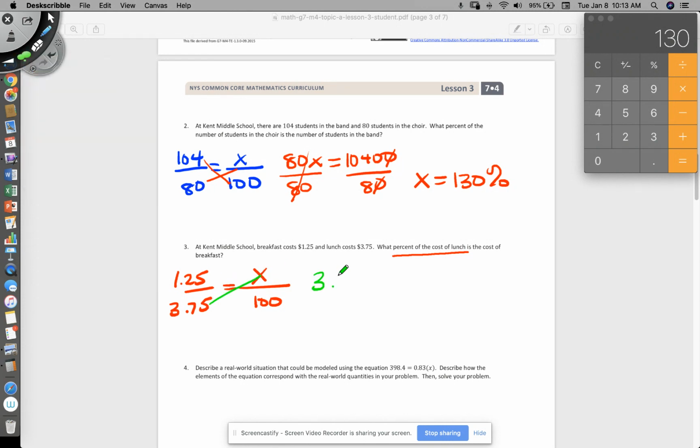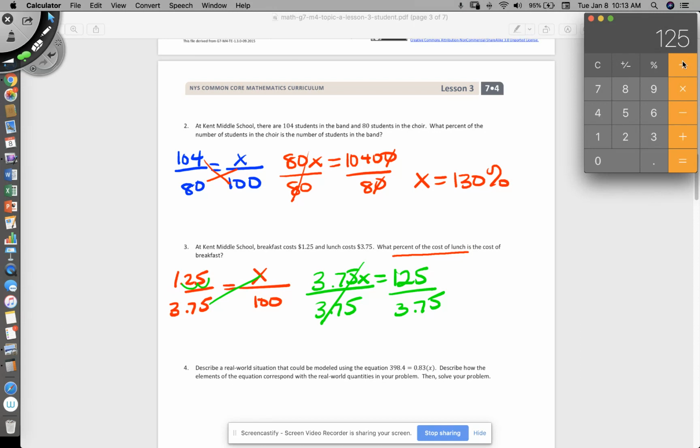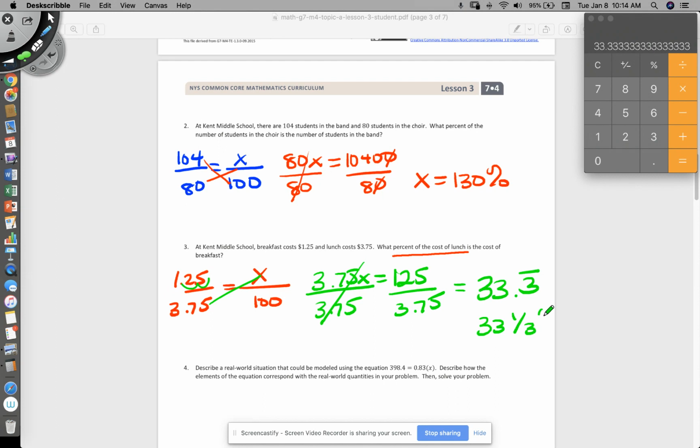I'm going to get 3.75x equals, now if you multiply these together, basically you're just moving the decimal 2 places out. So it gives me 125. I'm going to divide out the 3.75. These cancel, and over here I'm going to say 125 divided by 3.75 is going to give me 33.333 repeating. And in my class, we have learned that when 3 repeats like that, it is the fraction 1/3.